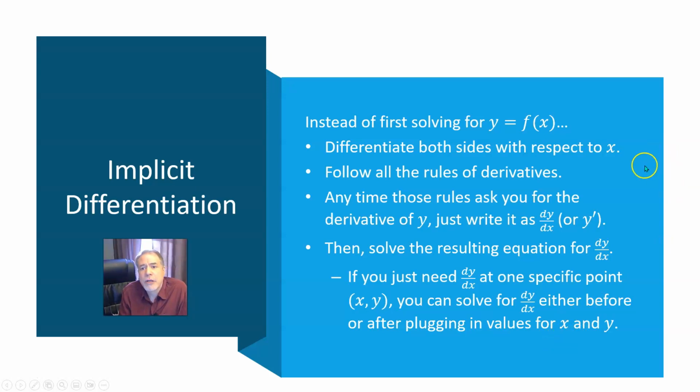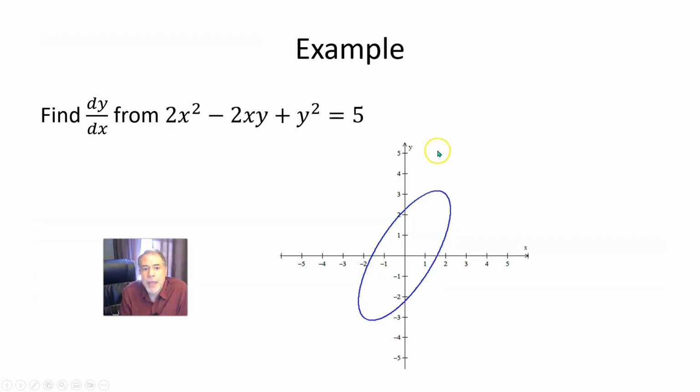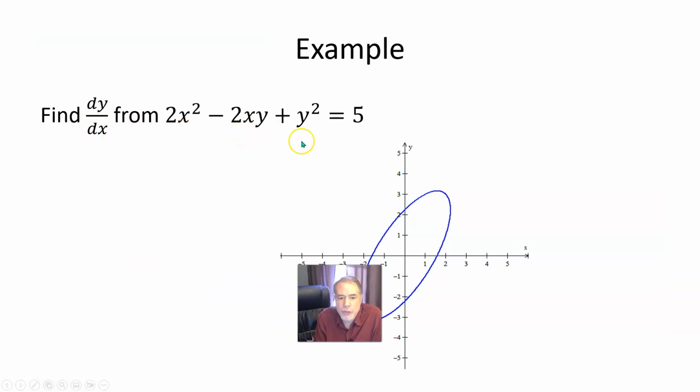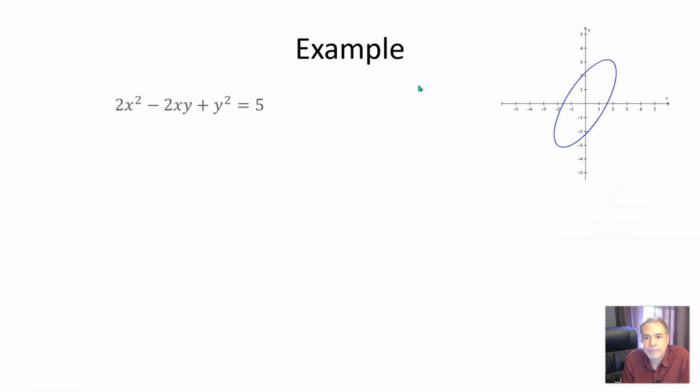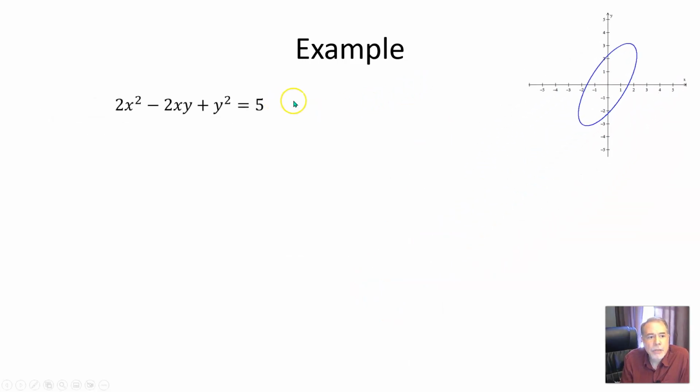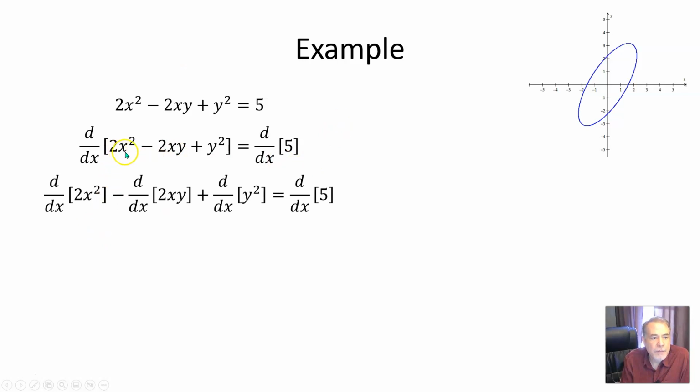Okay, let's go on and look at another example or two. Find dy dx from the equation 2x squared minus 2xy plus y squared equals 5. And the graph of that equation is this ellipse that you see here. So to start with, we differentiate both sides with respect to x. The derivative of 2x squared would be 4x.